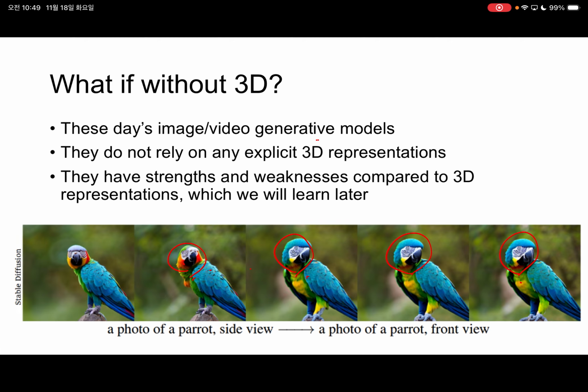But this one also has strengths and weaknesses compared to 3D implementation, which we'll learn later. But without 3D, maintaining this kind of view consistency is not trivial. Especially if you go to video level, not image level, this kind of consistency is not very easy. But 3D, mathematically, naturally, gives us view consistency. And that is the reason why people wanted to do something in 3D space.